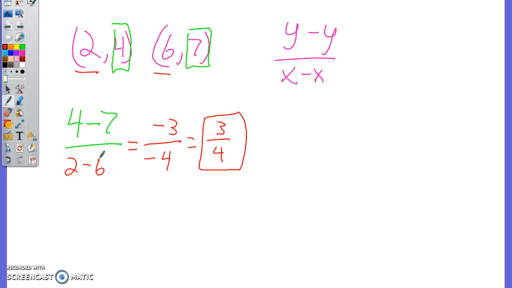Go ahead and do the rest of the assignment. Check your answers for accuracy. And come to class with any questions you may have.